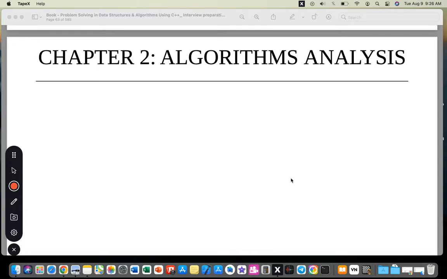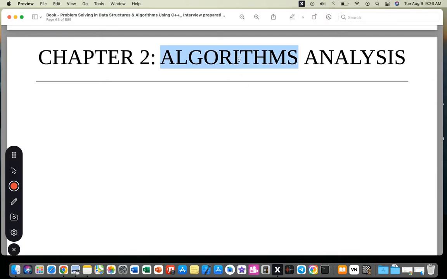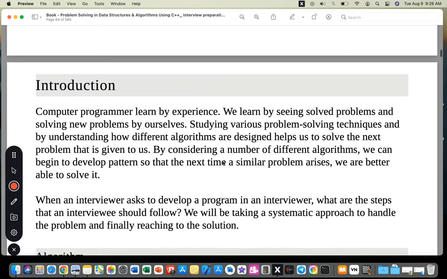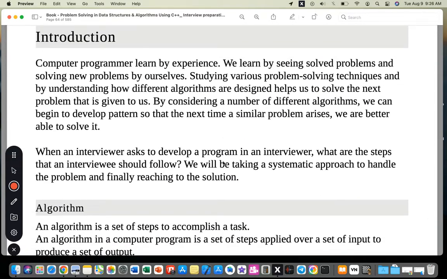Chapter 2 is about algorithms analysis. Introduction. Computer programming: learn by experience.